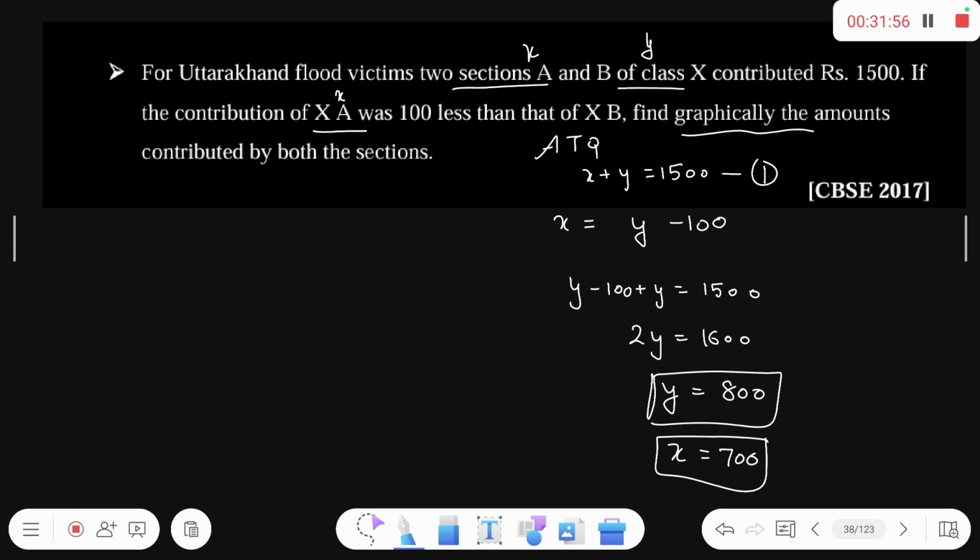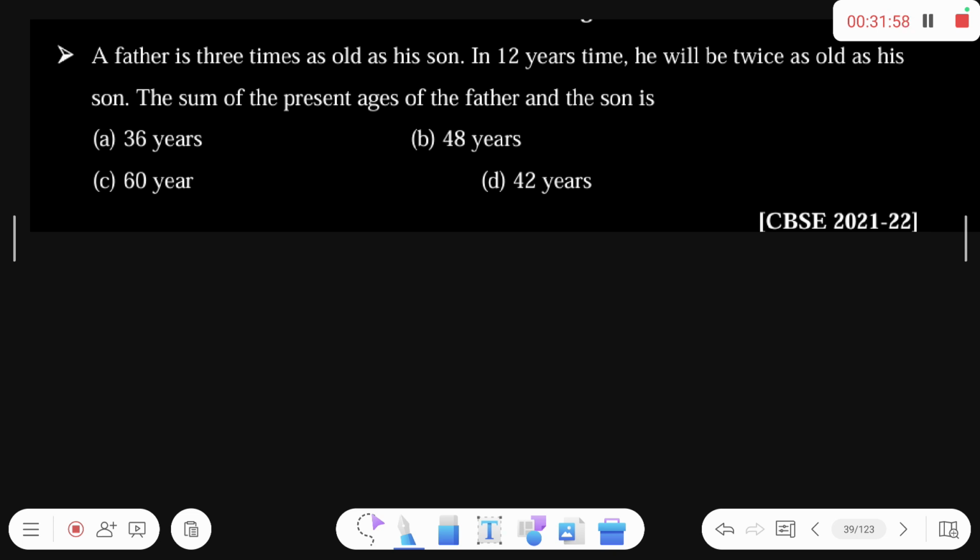Next is, a father is 3 times as old as his son. Let the son be Y and father be X. Now he is saying father is, X is 3Y, your first equation. In 12 years time, means both are 12 years greater. Now father becomes X plus 12 and son becomes Y plus 12.